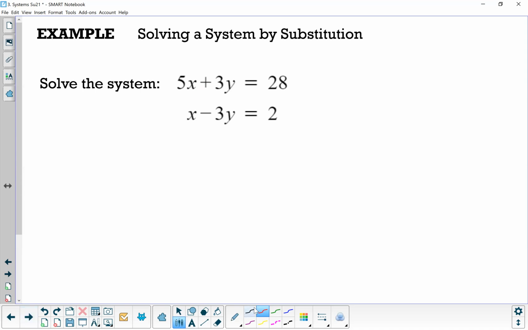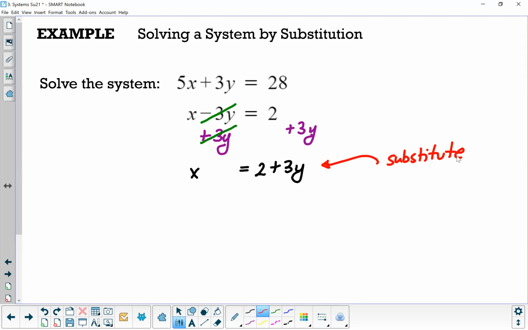I'm going to solve this particular equation for x by adding 3y to the left side and then adding 3y to the right side. So that's going to give me x equals 2 plus 3y. All right, this is perfect because now I can use this information to substitute. And I'm going to substitute for x in the first equation. So I'm going to write 5 and then parenthesis where x was. And in the parentheses, I'm putting the 2 plus 3y. And then we get outside of parentheses plus 3y equals 28.